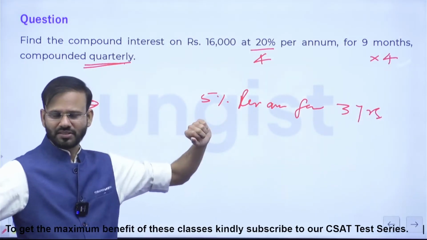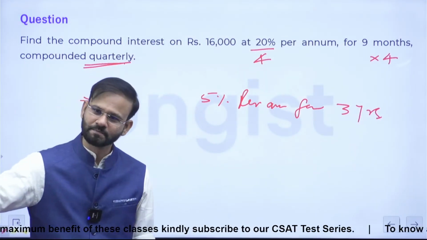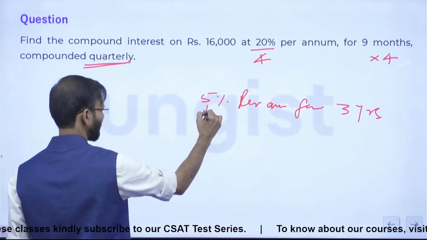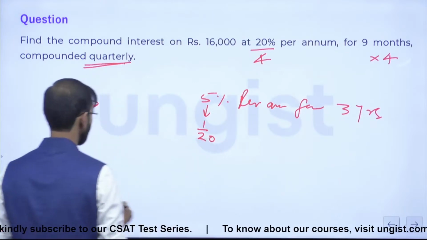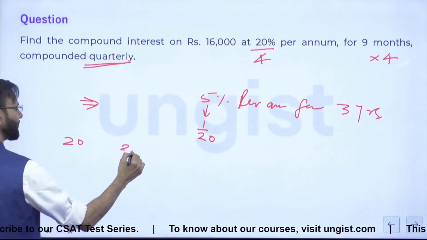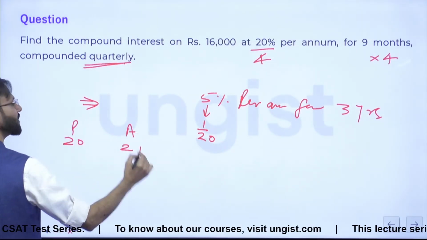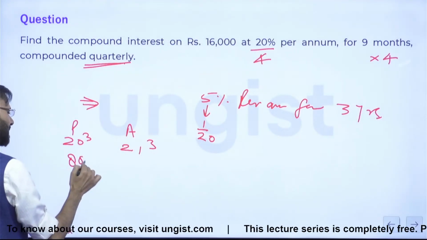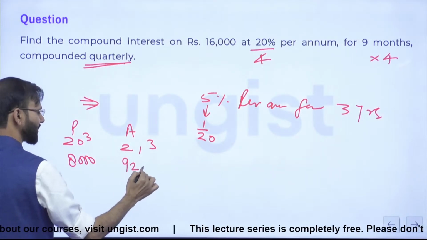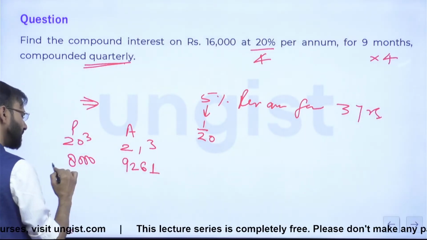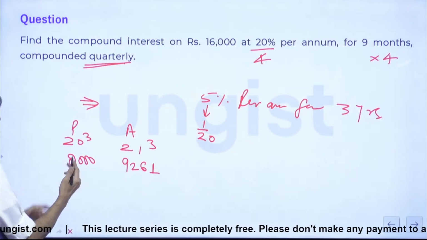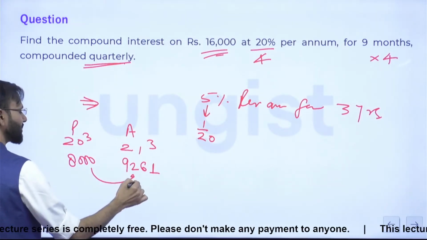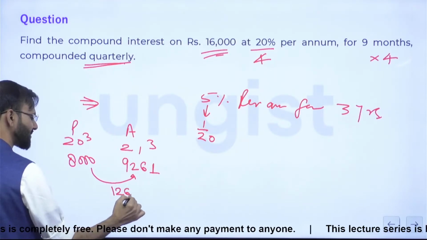After that, obviously we have the process. If it is 5%, what do we do? We take 1 by 20, right? 5% is what? 1 by 20. So this is 20 and this is 21. Guys, principal is 20, amount is 21. Since it is 3 years, the power is 3, right? So 20 cube is 8,000, 21 cube is 9261, I told you yesterday. So the effective principal that we have assumed is 8,000 and the question is saying the principal is 16,000, right? And according to us, the CI is 1261.